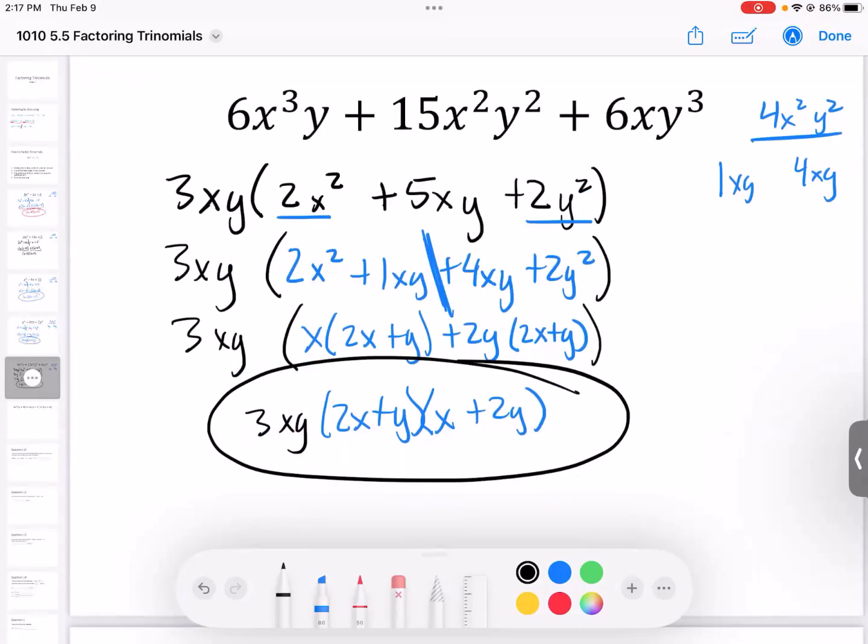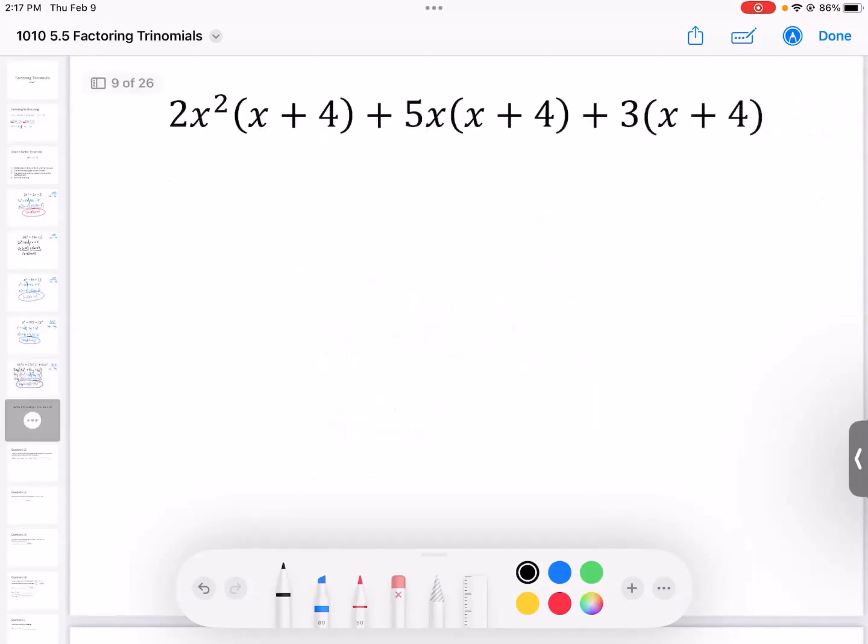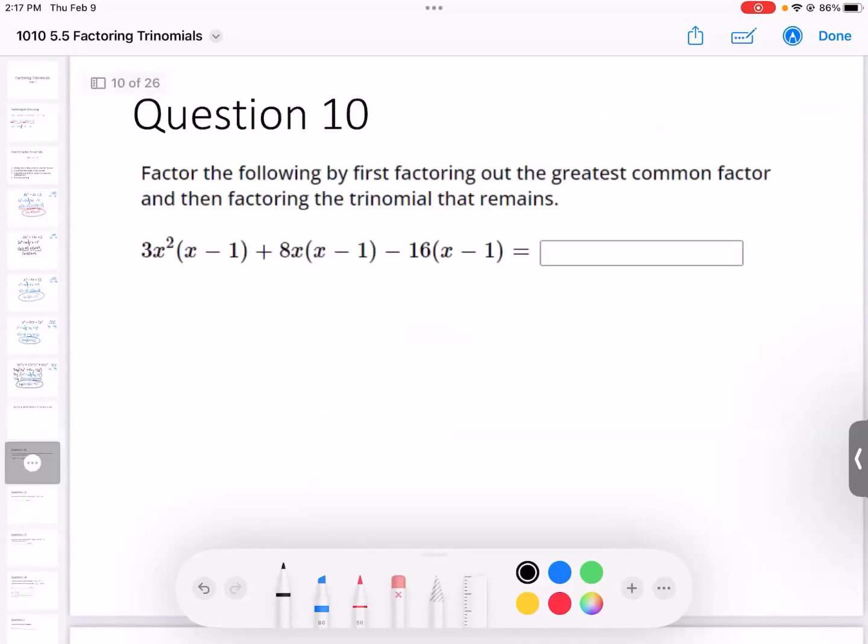Okay. Can you guys show me on a scale of 1 to 5 how you're feeling about factoring? Okay, cool. All right, so the last, actually, this one is question 10. So if you guys want to open up your laptops, we'll start on question 10 if you want to work along with me.